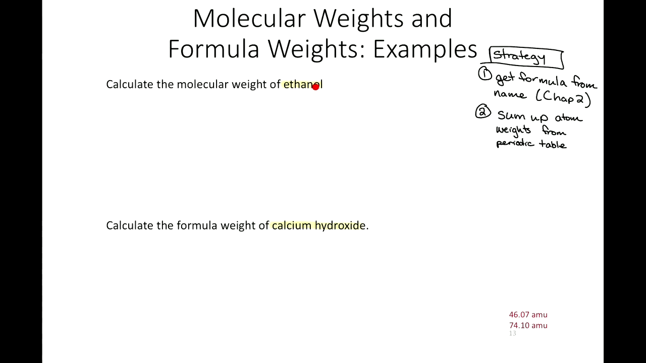So ethanol is a molecule because we name it using molecular naming rules. You can pick up discrete ethanol particles. It's made of only carbons, hydrogens, and oxygen, so only nonmetals. So it is a molecule. So molecular weight will have a unit of AMU that we get off the periodic table. But we have a problem. I didn't tell you the chemical formula of ethanol. How do we get it?